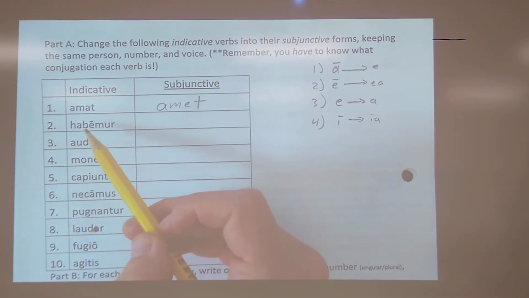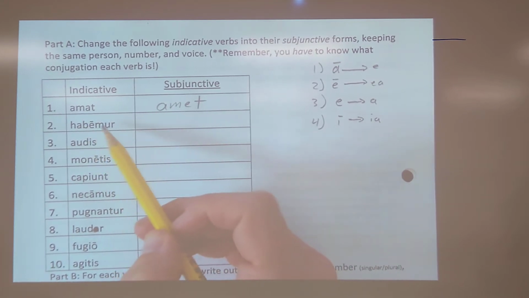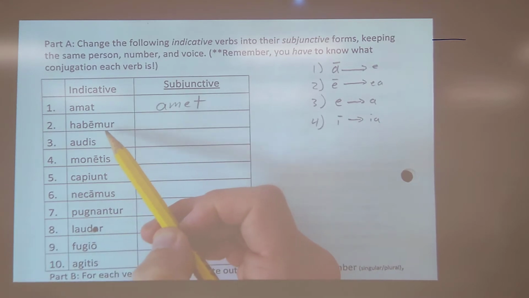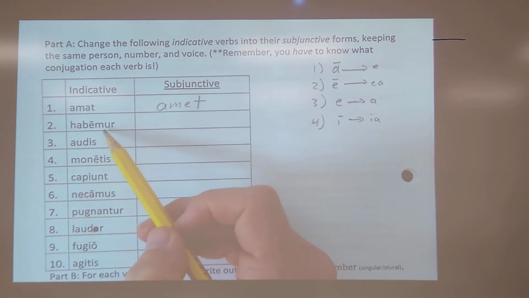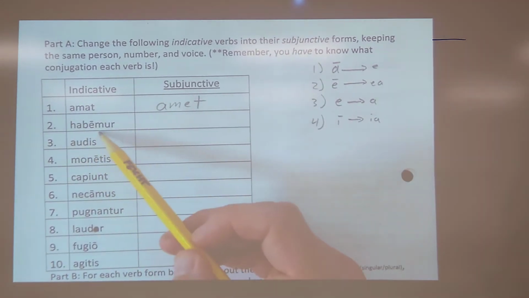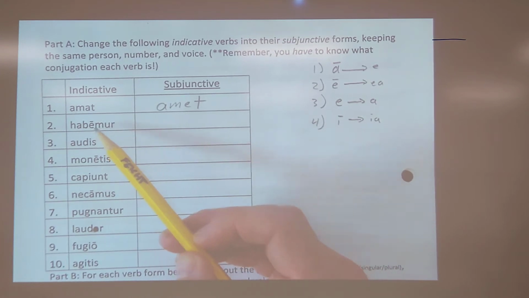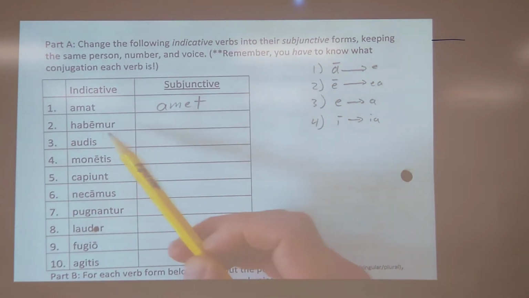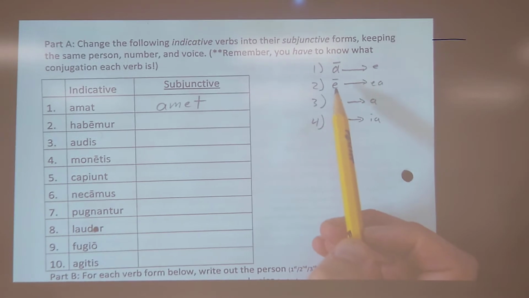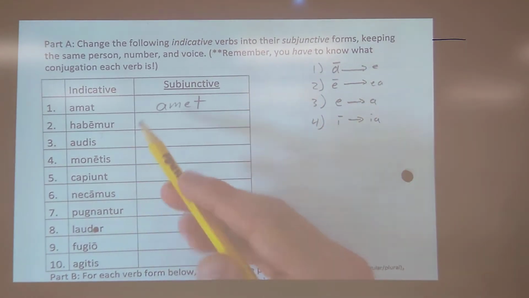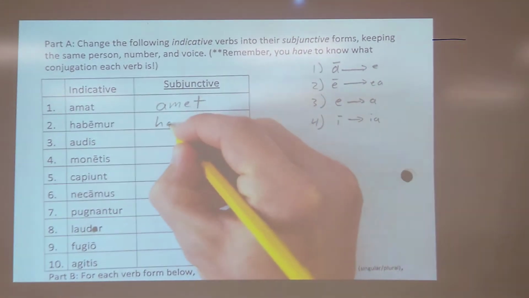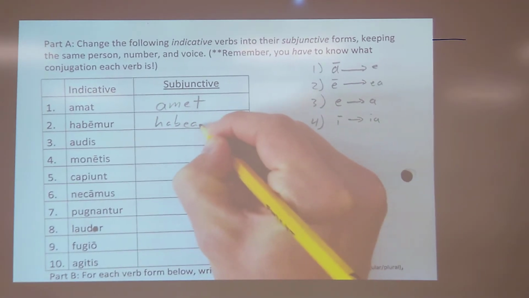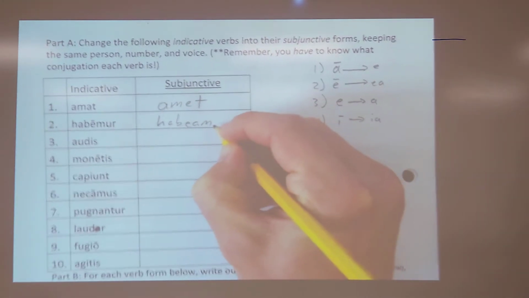Number two, we have habemur. You'll notice it's passive this time, but remember, active or passive doesn't matter. You can still make it subjunctive by changing the stem vowel. So this one is also nice and easy. You have this long E, habemur, so E to EA. So your answer in the subjunctive would be habeamur, or habeamur, excuse me.